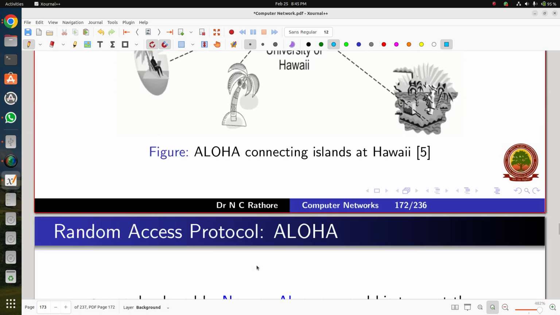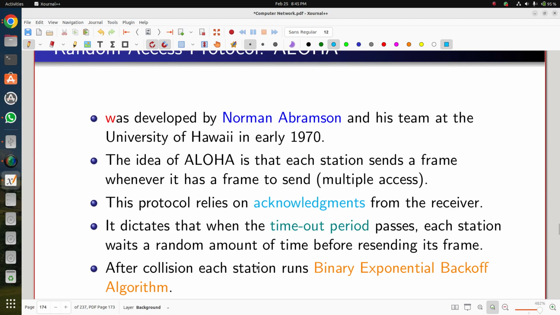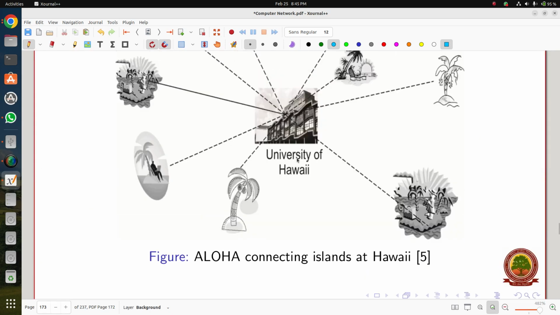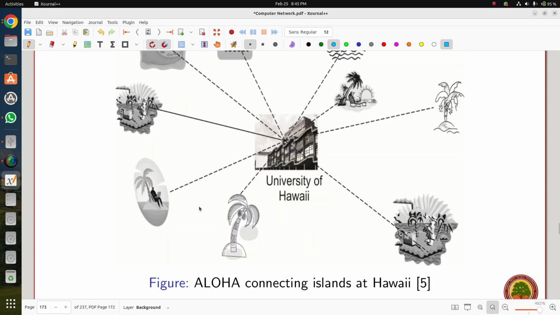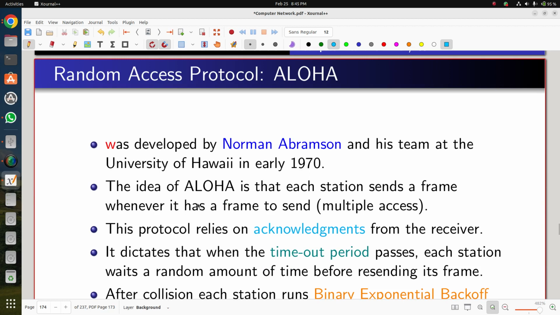So Norm Abramson went for wireless communication. He decided to connect the point where the computing facility was through wireless. Different departments can access this facility through wireless communication. That's why he developed a wireless protocol, and this protocol was named Aloha. Aloha is a synonym for hello.